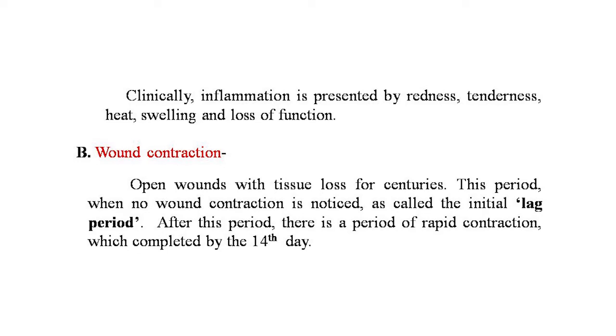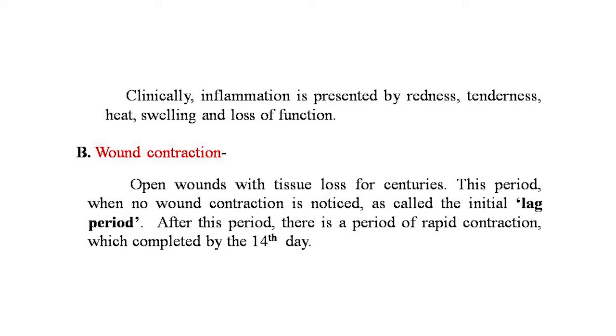Second process of the wound healing is wound contraction. Wound contraction has been noticed in the open wounds with tissue loss for centuries. Only recently, however, the mechanisms responsible for the wound contraction have been investigated extensively. The period when no wound contraction is noticed is called the initial lag period. After this period, there is a period of the rapid contraction which is completed by the 14th week.